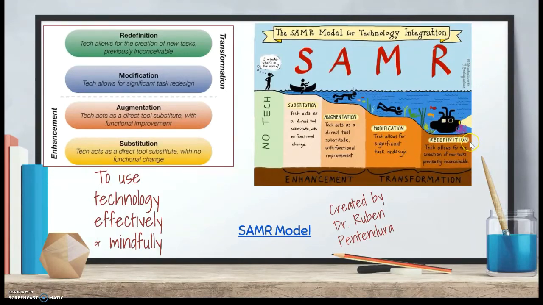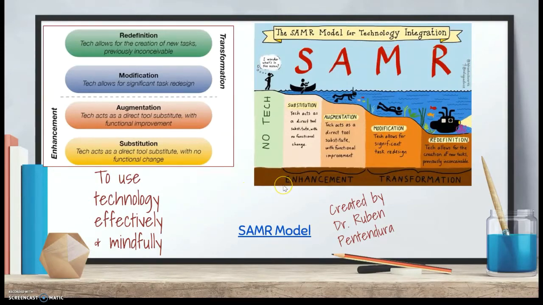So then the last level is redefinition. And in this case, he is now using a submarine. So this allows for the creation of new tasks that were previously inconceivable. So if we think about the scuba gear, yes, that's wonderful. He can go all over, but there are parts of the ocean where he is not able to go, or he's still limited to the amount of oxygen in his tank. Whereas if he is in the submarine, he can see even more parts of the ocean than he would have been able to do otherwise.